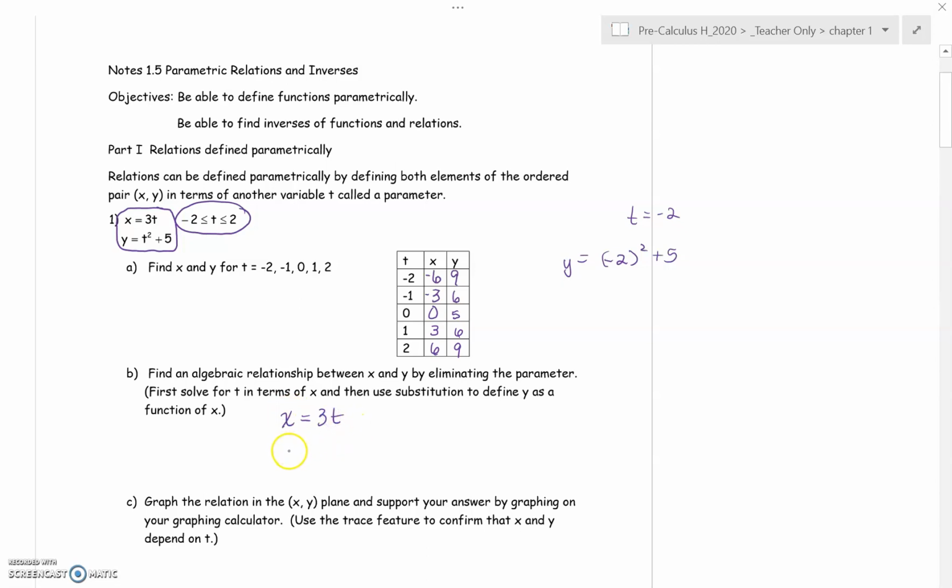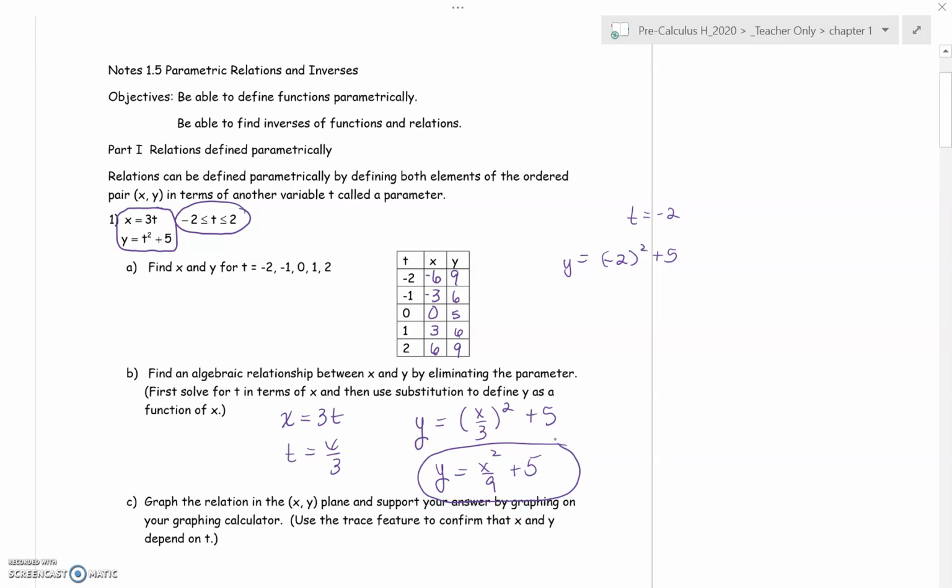So we're going to let t equal x over 3. Now if I take the second of my parametric equations, everywhere I see a t, I'm going to substitute x over 3. So we just eliminated the parameter and we have y in terms of x.